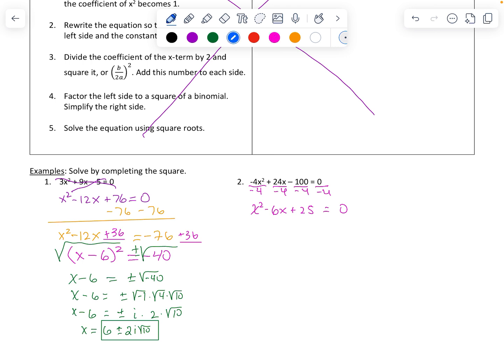So as with the last one, we are going to subtract 25. We're going to subtract our constant, and get x squared minus 6x is equal to negative 25.